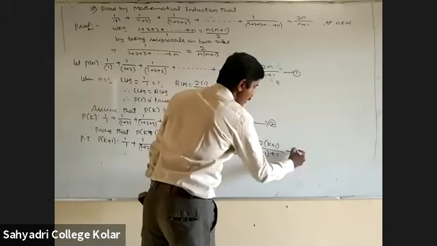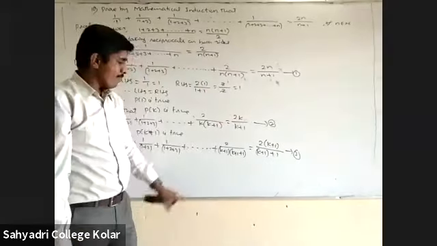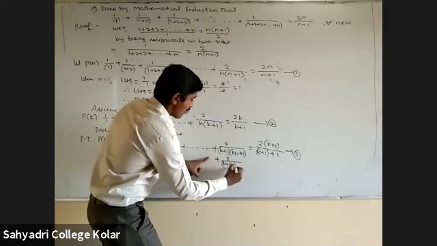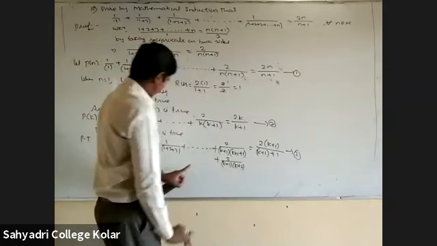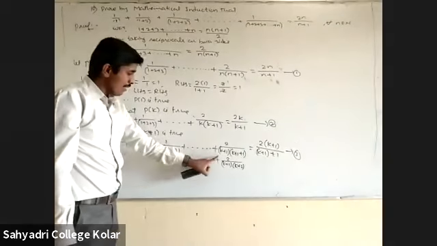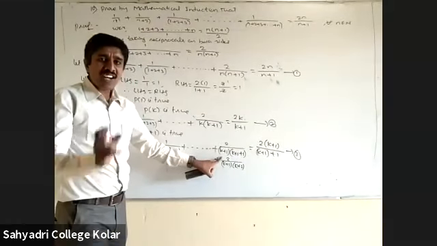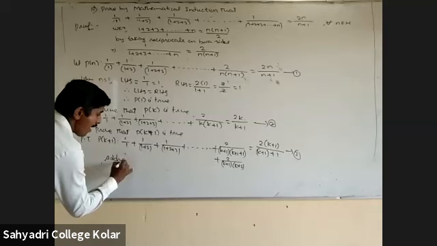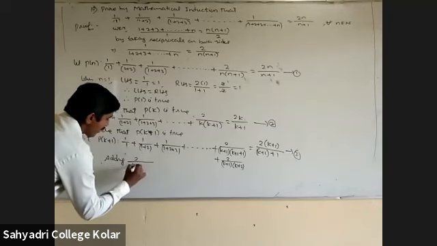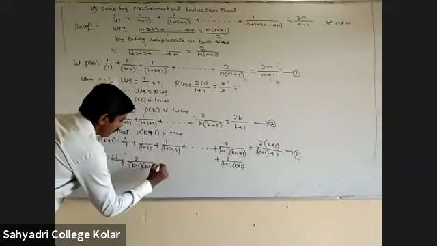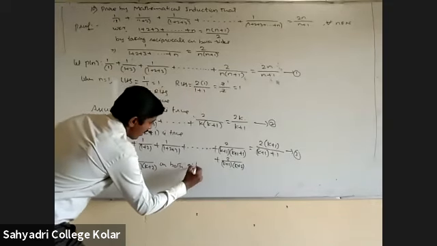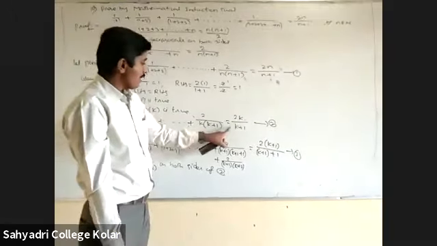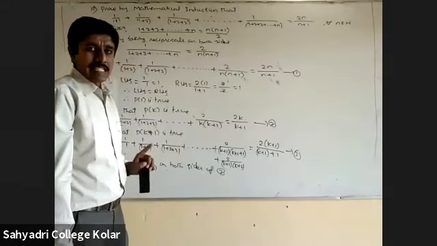This is called equation 3. We have to prove equation 3. Here is a term, 2 by (k plus 1) into (k plus 1 plus 1): first term, second term, third term, nth term. Adding this term, 2 by (k plus 1) into (k plus 2), on both sides of equation 2: LHS plus this term, RHS plus this term.